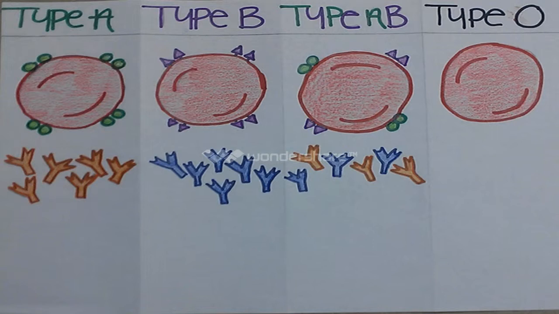For type AB, the surface antigen is a little different due to it having both A and B surface antigens. The plasma will have neither anti-A nor anti-B antibodies. For the last blood type, which is type O, the red blood cells lack both A and B surface antigens, which means it will contain both anti-A and anti-B antibodies.